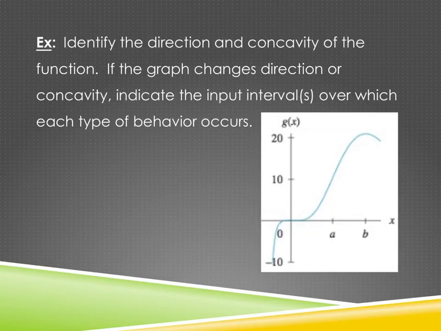This is actually in your book. It's on page 20, and it's problem number 5. This one wants us to identify the direction, right? Increasing, decreasing, constant. Concavity, concave up, concave down, or neither of the function. And if the graph changes direction or concavity, to indicate where it happens. Okay, they're asking a lot of information about this little graph. So let's do one thing at a time.